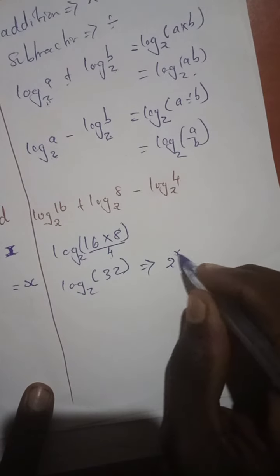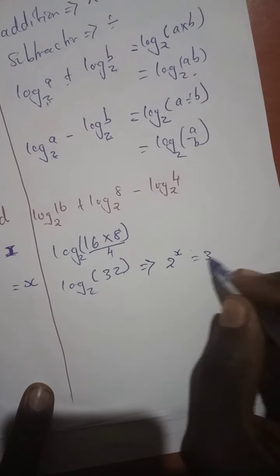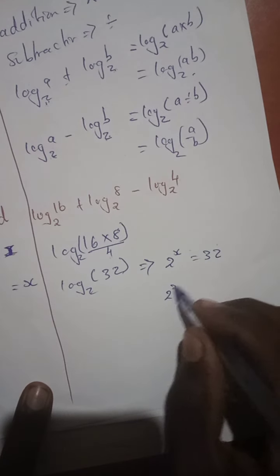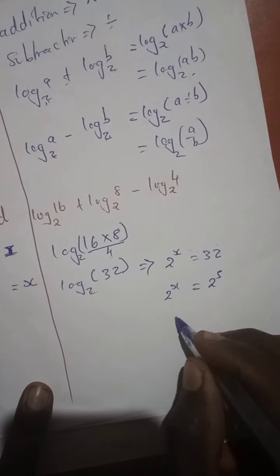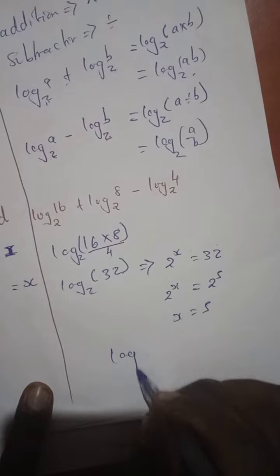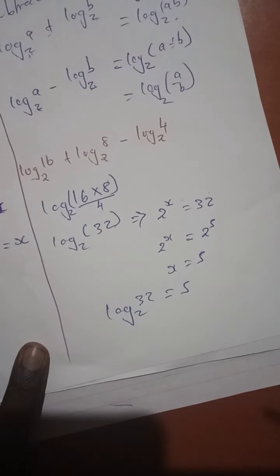2 raised to a certain number will give you 32. So 2 raised to x will give you 32. Putting them under the same base, 2 raised to x is equal to 32, which can be written as 2 raised to 5. So therefore, x is equal to 5. So we can say that the logarithm of 32 to base 2 is the same as 5.